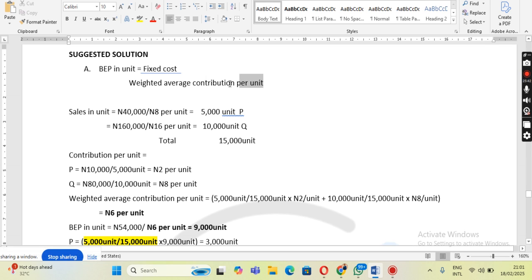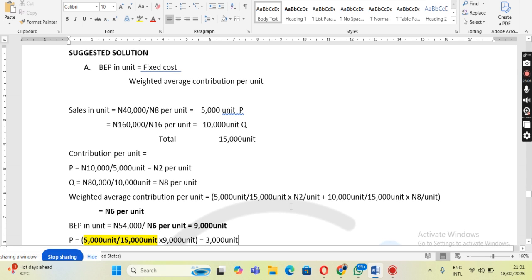Once you get it, you now come here and say, what next? Contribution per unit. Get contribution per unit for each of the products. Once you get the contribution per unit for each of the products, the next thing is to merge these two together, your mix and your contribution per unit. Add everything together. Get your weighted average.